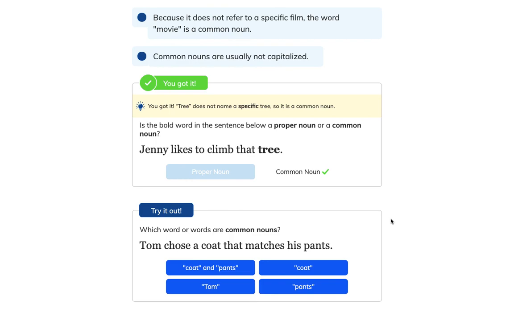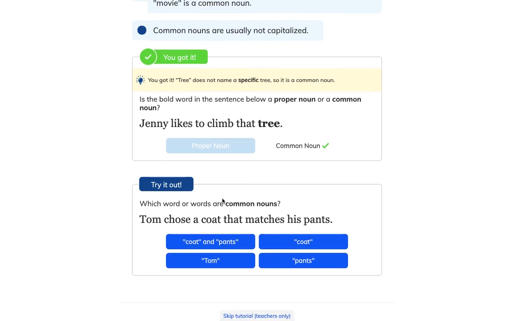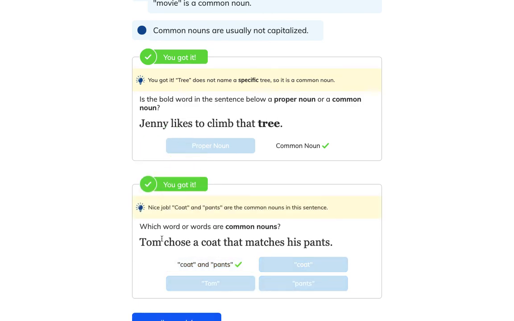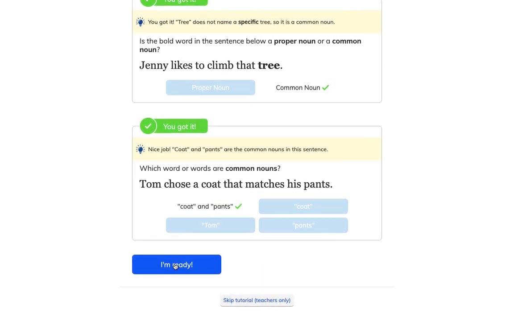Tom chose a coat that matches his pants. Which word or words are common nouns? In this instance, it's coat and pants. Tom would be a proper noun.